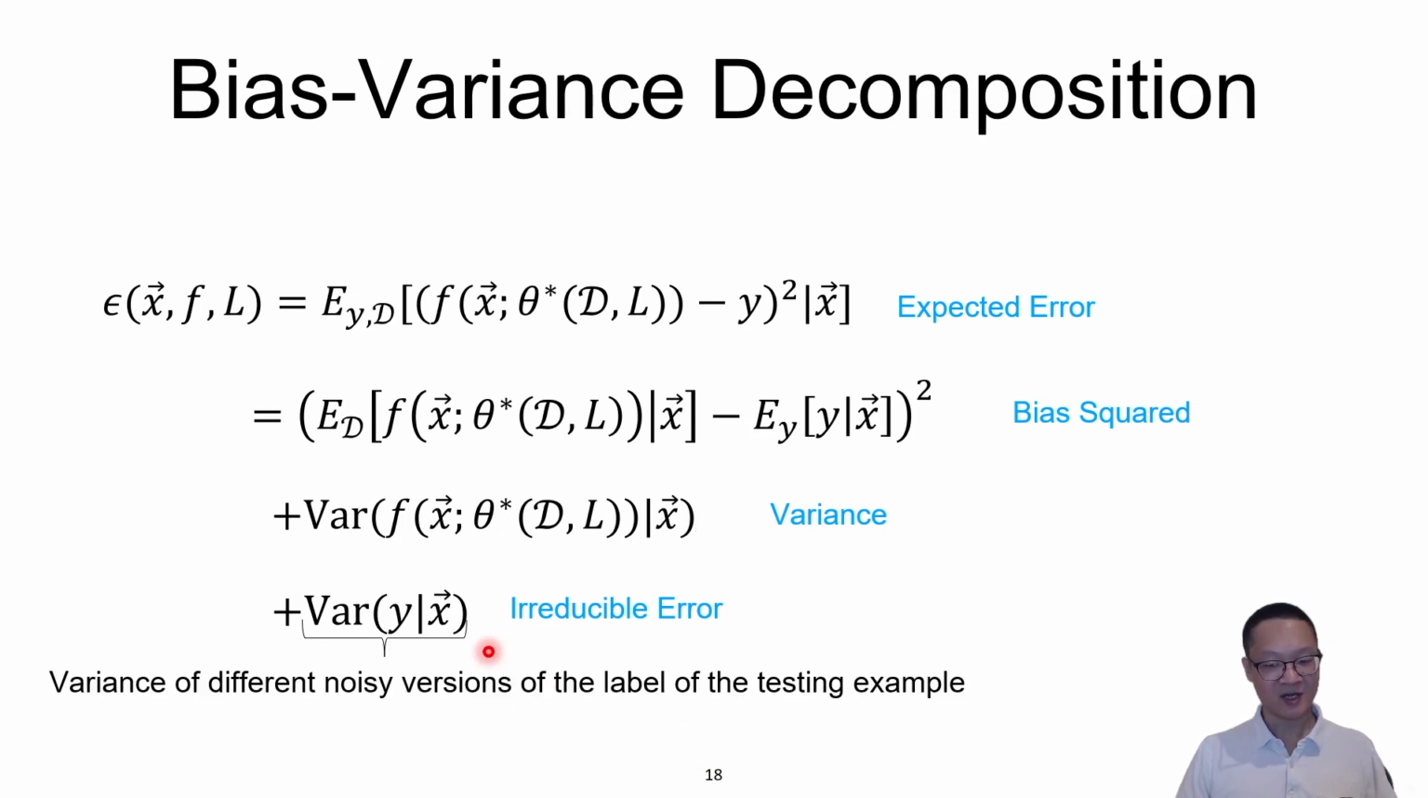And lastly, we have irreducible error. This is just the variance of the different noisy versions of the label of the testing example. So variance of y given x. This is something that we can't really do much about. This is just a result of the data generating process being noisy.